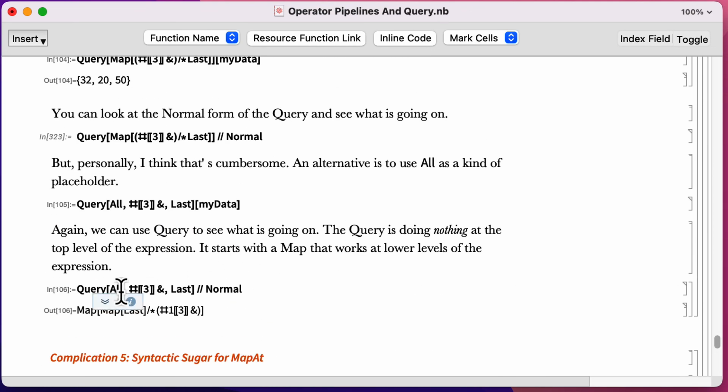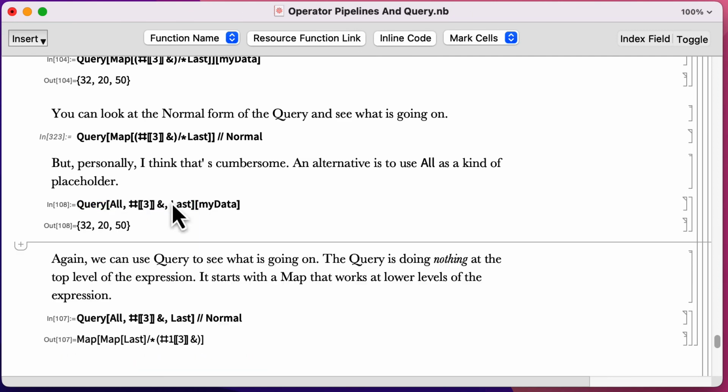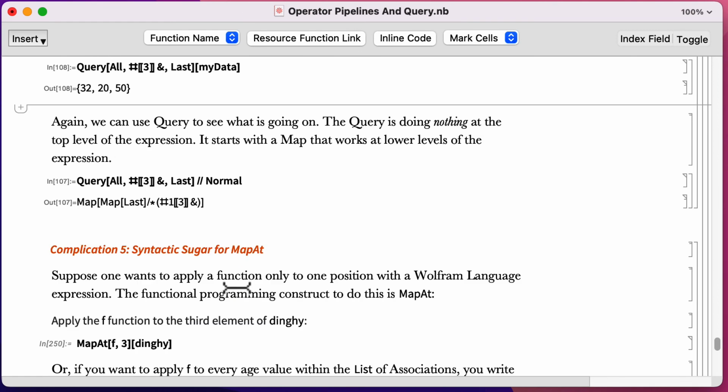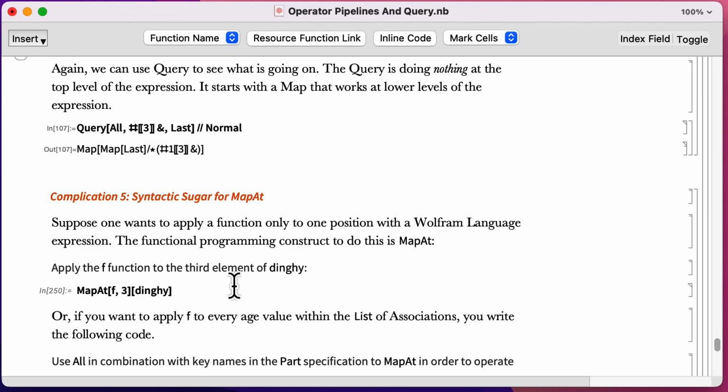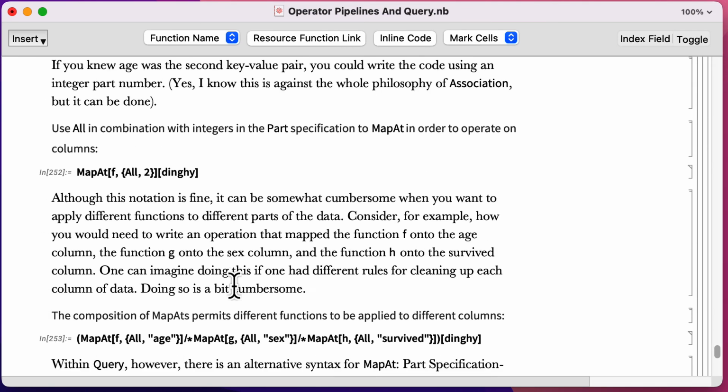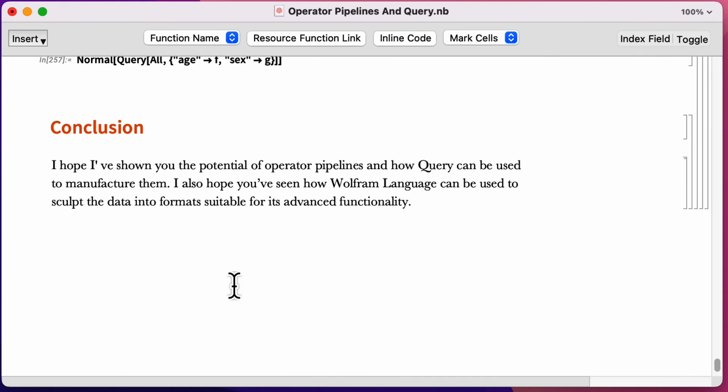And so if you want to do nothing at the top level or at any given level, just put in All, all right? And if we run the query, we can see that it actually succeeds. Okay, I think you're going to live your life for right now without knowing about syntactic sugar for MapAt. And so this concludes our discussion of operator pipelines and query.